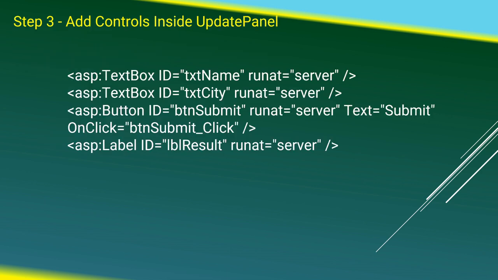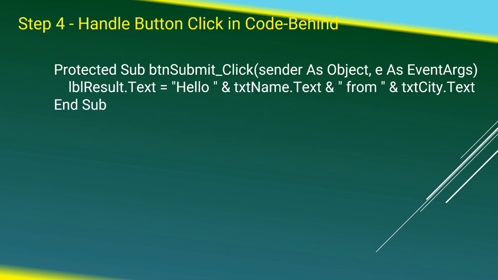Here is the server-side click event that will run when the button is clicked. The result will update in the label without a page reload thanks to AJAX. You can also add an Update Progress control to show a loading indicator during async postbacks, useful for longer operations.